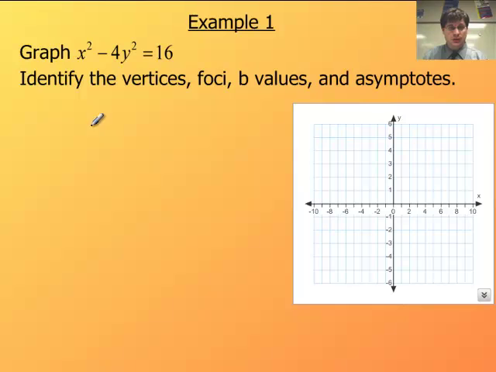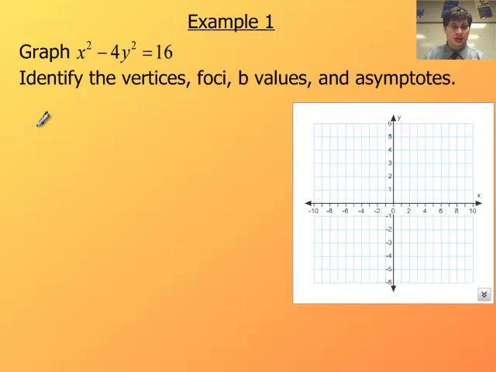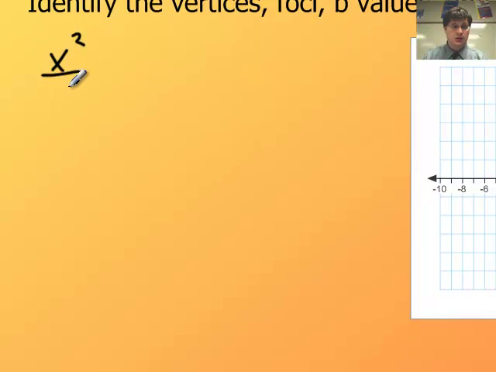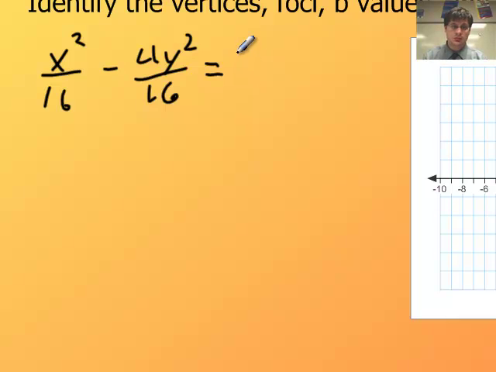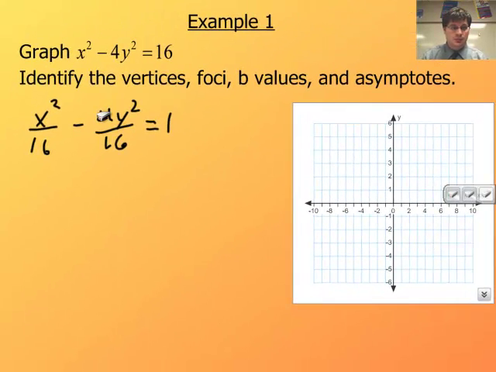So the first thing I want to do is rewrite this in standard form. So I'm going to set it equal to 1 by dividing everything by 16. So I'll have x squared over 16 minus 4y squared divided by 16 equals, well, 16 divided by 16 is 1. I can simplify this further by reducing 4 over 16 to 1 over 4, so just y squared over 4.